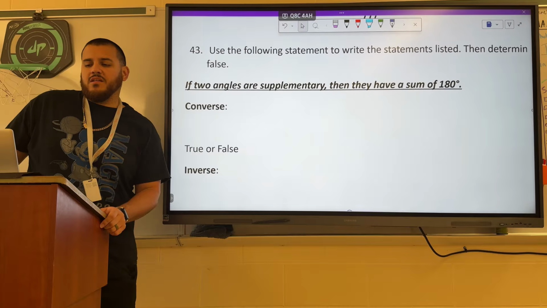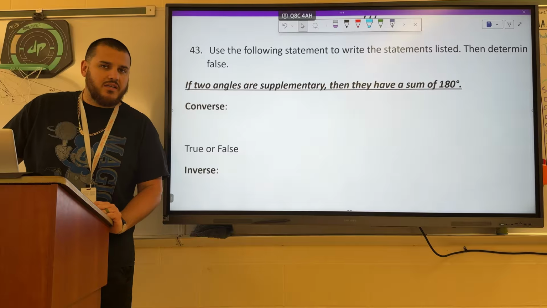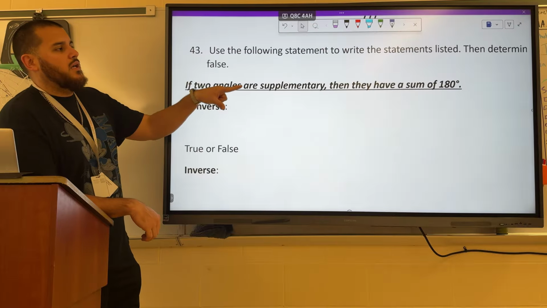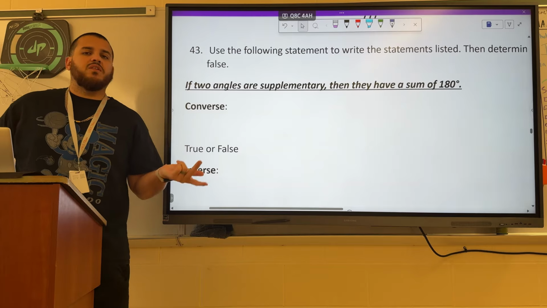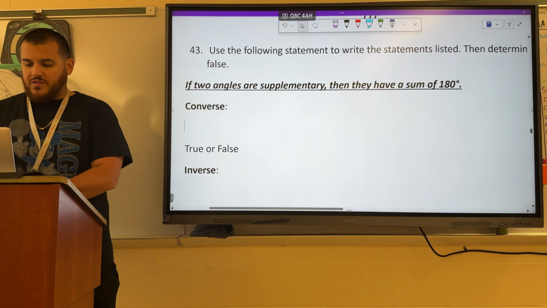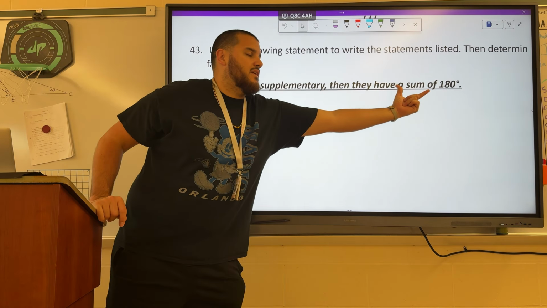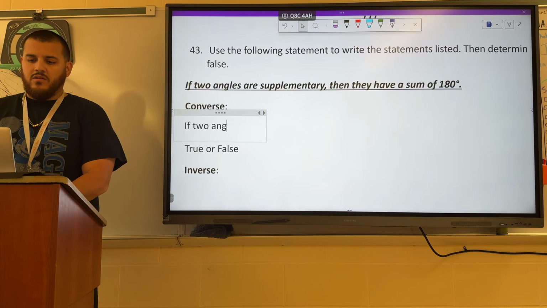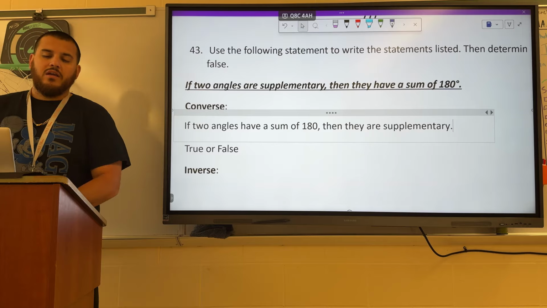We're getting deeper into our conditional statements here with example 43, where we're going to be writing the converse, inverse, and contrapositive of a given conditional statement, which is this underlined: if two angles are supplementary, then they have a sum of 180 degrees. Well, the converse is just flipping the hypothesis and the conclusion. So if still starts our statement, but instead of having two angles are supplementary here, we're going to take that conclusion and bring it up to the front. So we're going to say if two angles have a sum of 180 degrees, then they are supplementary. That would be our converse, okay?